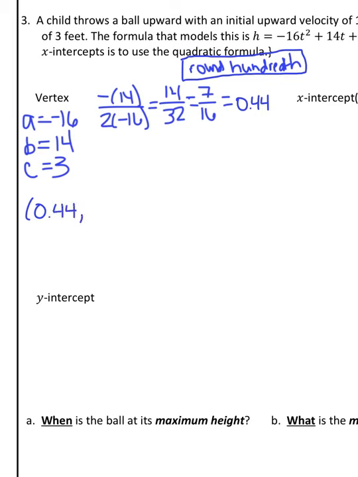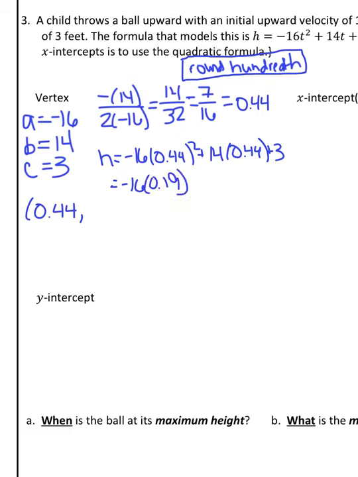There's my time. And then we're going to plug into the equation, and this is where having a calculator is super helpful. It's negative 16 times 0.44 squared plus 14 times 0.44 plus 3. If you did some of the math, you could plug it all in your calculator and just come up with an answer. That would be fine. I have negative 16 times 0.19, since 0.44 squared simplifies to 0.19, plus 14 times 0.44 plus 3.